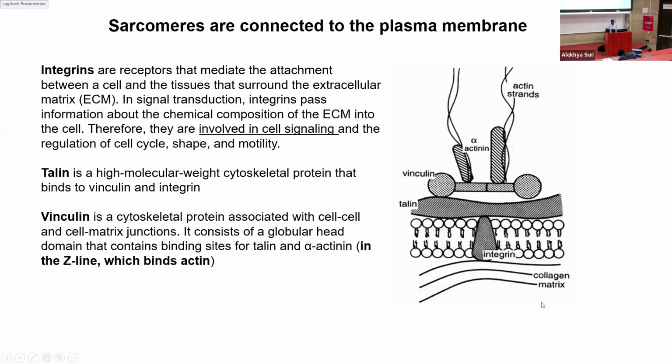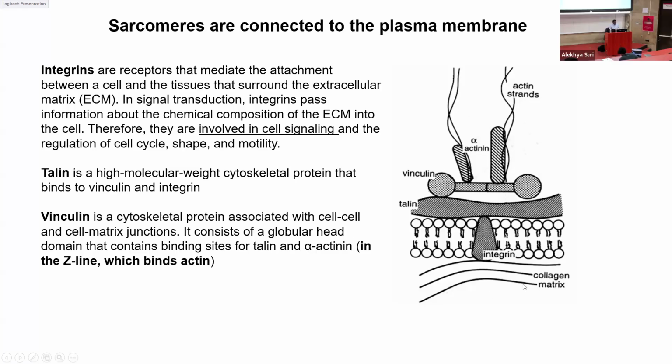So one of the major mechanisms is through the integrin-talin-vinculin system. This system is not only connecting the plasma membrane to the sarcomere, but it is also involved in signaling, the extracellular signaling to the myocytes. This integrin system is more important during pathological conditions. You will see the activation of the integrin and several signaling molecules which phosphorylate several proteins to modulate the contraction.